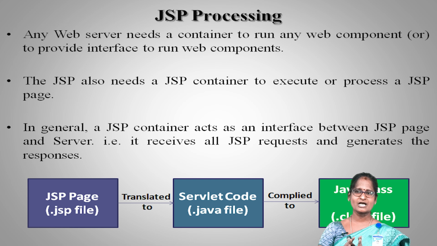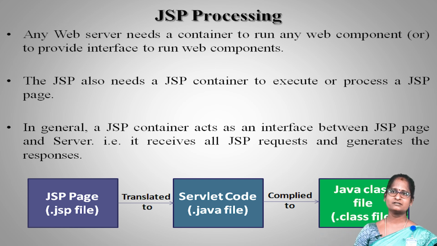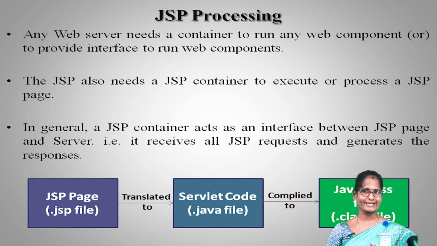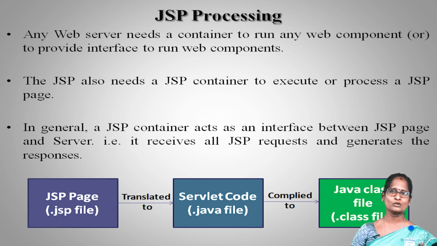The .java file is compiled into a .class file. This is the process in JSP processing. In JSP processing, there are two phases. The first one is the translation phase. The second one is the request processing phase.